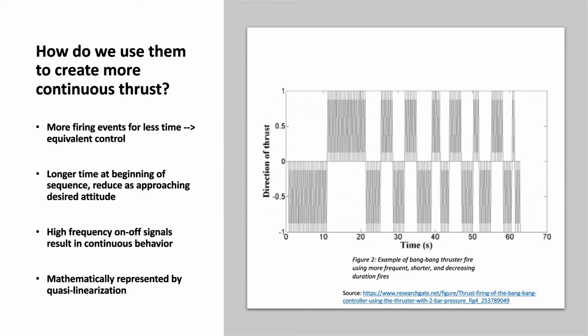This reduces the error as we get closer, and it results in a much closer oscillation around the desired attitude. This high frequency on-off signal results in a continuous behavior very close to that desired attitude, and when it's high frequency we can linearize it by using average thrust values.